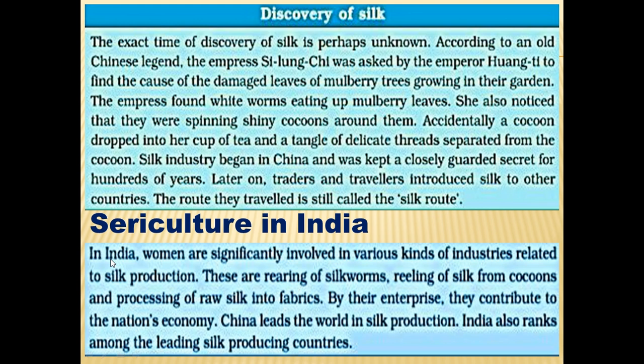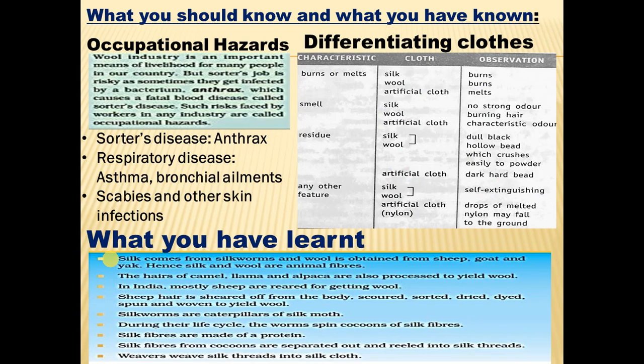So what you should know here is that the wool industry is an important means of livelihood for many people in our country, but the sorter's job is risky, as sometimes they get infected by the bacterium called anthrax, which causes a fatal blood disease called sorter's disease. Such risks faced by the workers in any country or industry are called occupational hazards. Some examples of disease: sorter's disease, anthrax, respiratory disease, asthma, bronchial ailments, scabies, and other skin infections. Right? So these are the occupational hazards caused by this kind of industries to the laborers.